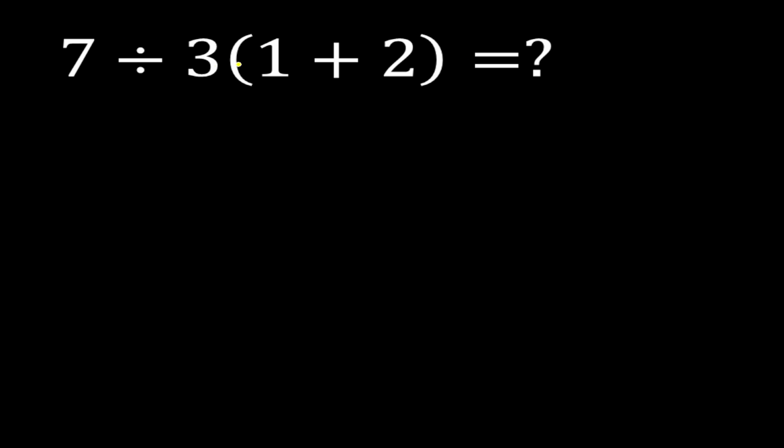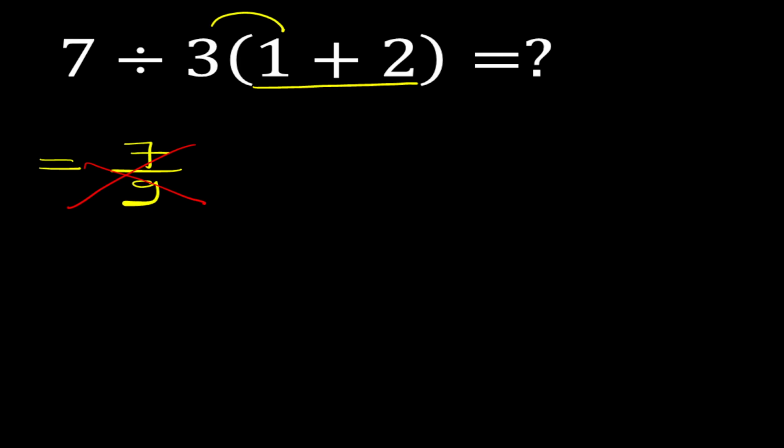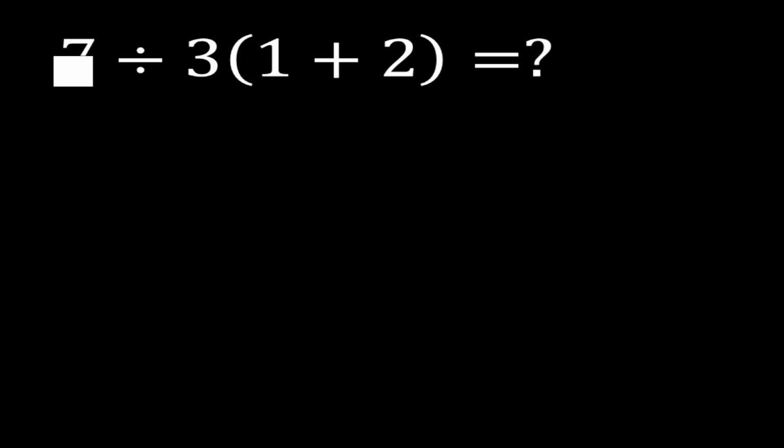So most people solve this question like 1 plus 2 is equal to 3. Then 3 times 3 is equal to 9. So 7 upon 9, right? So the answer is 7 upon 9. But this answer is not correct. This answer is completely wrong. So now let's solve this problem correctly by using the PEMDAS rule.